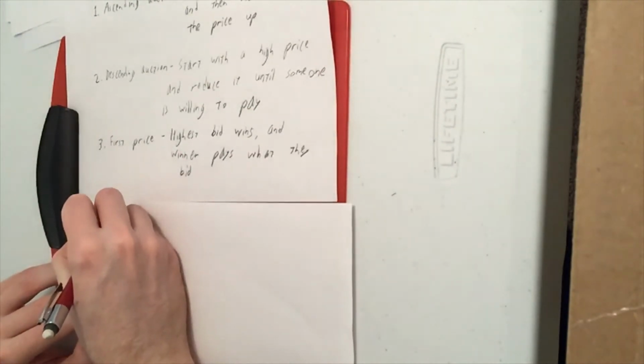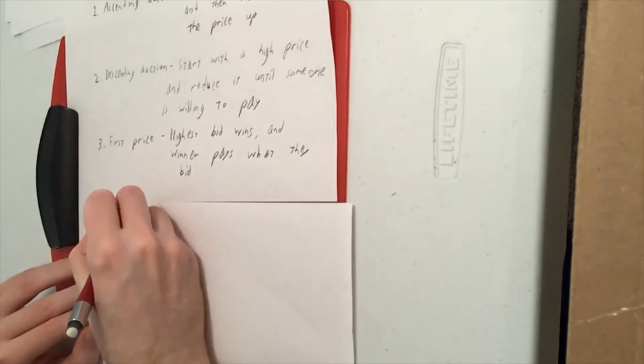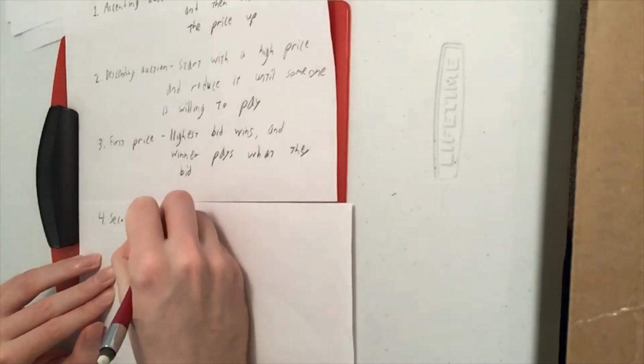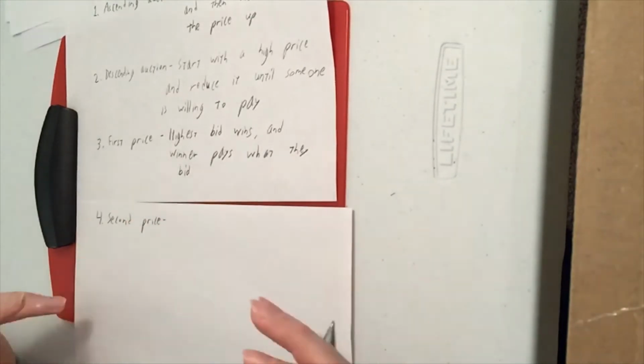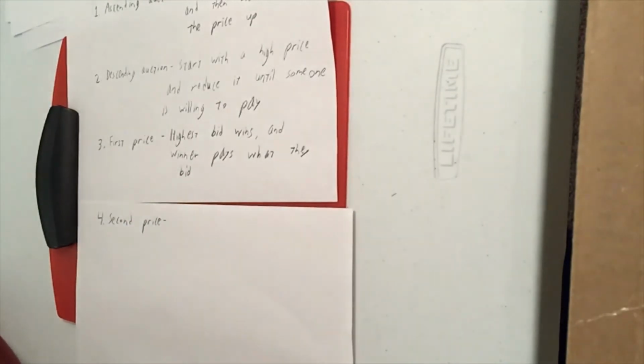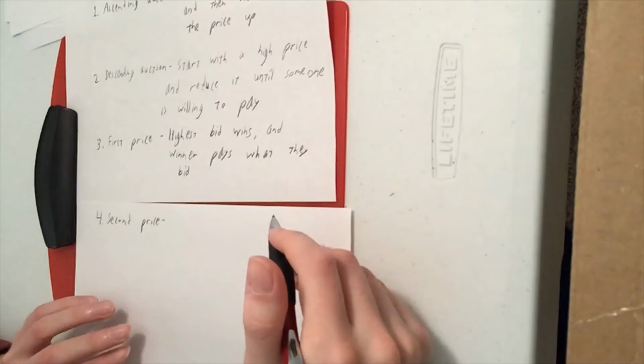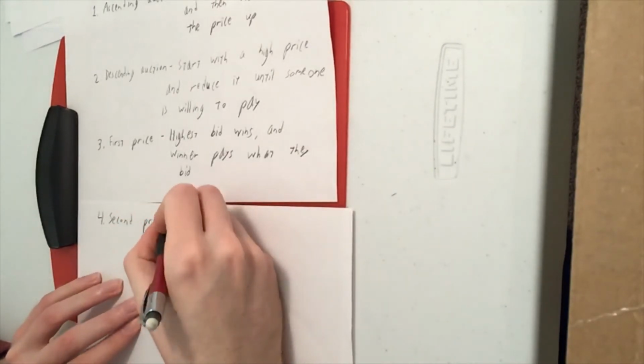Another kind of auction out there is called a second price auction. In that case, you still have the highest bid wins, but the highest bidder doesn't pay what they bid. What they end up paying is the amount of the second highest bid. You guys just played an in-class game that was a second price auction.